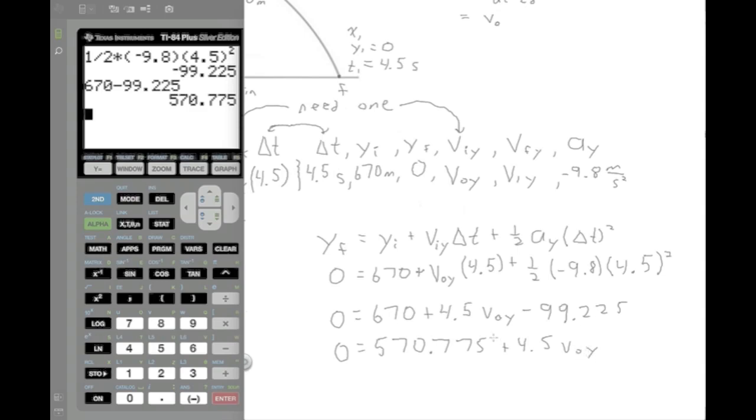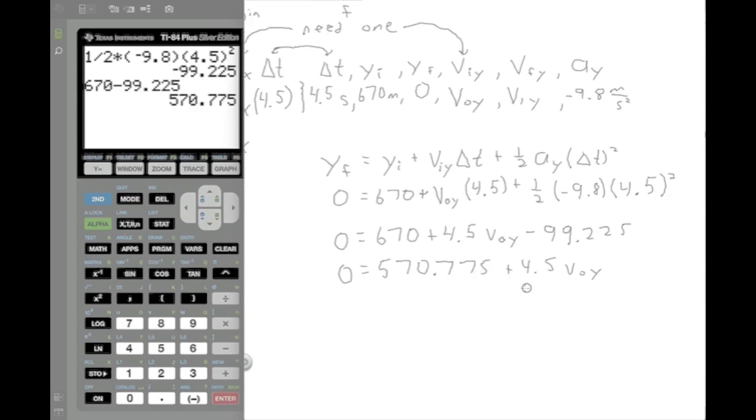Okay, now we have to separate these two terms by moving either term to the left. It doesn't really matter which term you move. You can move either this term or this term to the left. I'll choose to move this term by subtracting 4.5 v naught y from both sides.